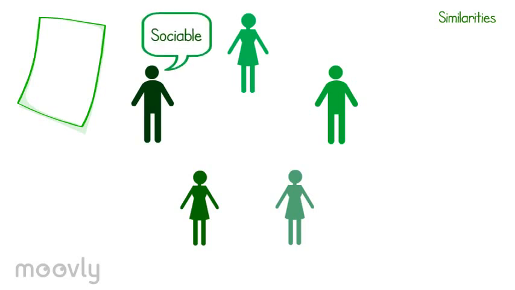For every characteristic, the person checks if it applies to everyone in the group. In this case, one person in the group doesn't identify with being sociable. Because sociable is not the characteristic they all identify with, it will not be written down. Now he comes up with a new characteristic until he finds one everyone can identify themselves with.